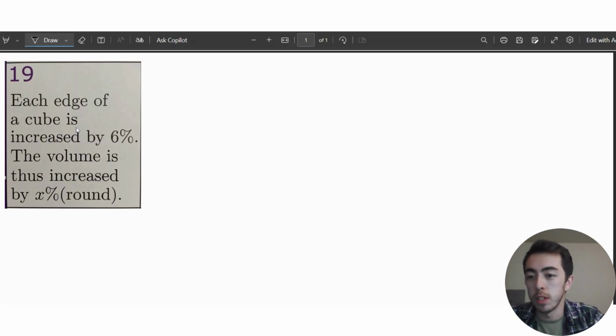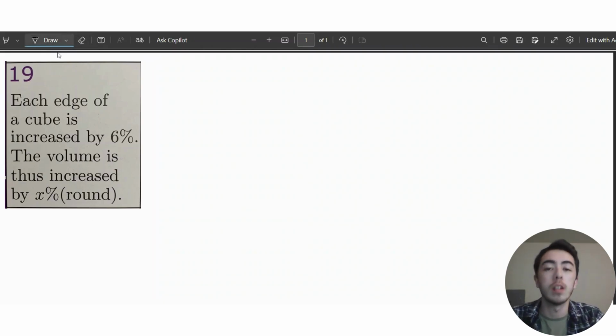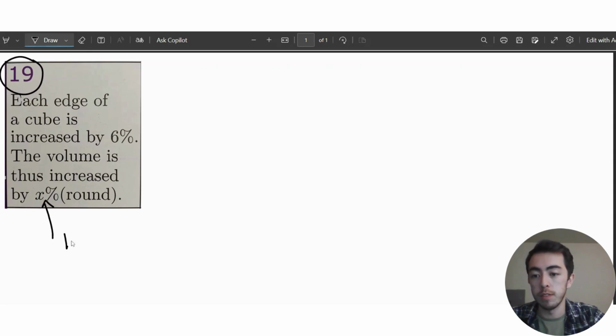Each edge of a cube is increased by 6%. The volume is thus increased by X%, and I'm supposed to round my answer. Like all the other problems, the answer is just today's date, so it looks like the final answer will be 19%, or I guess around 19%, because it does tell me to round my final answer.